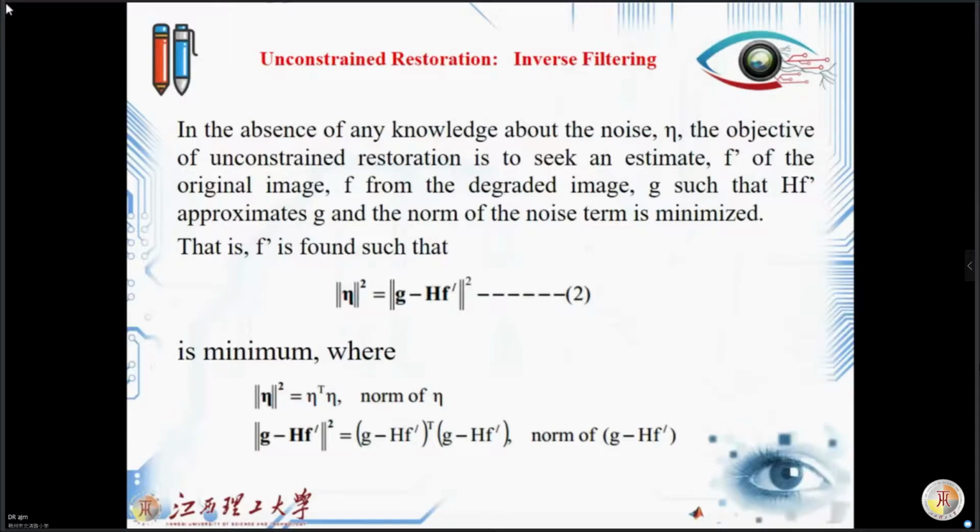Then in the form of a formula, F prime can be found by minimizing the absolute value of eta squared, which is the absolute value of G minus HF prime. If we want to minimize that, eta squared can be equal to eta transpose multiplied by eta. Then we can have the formula below, which is the norm of G minus HF prime.